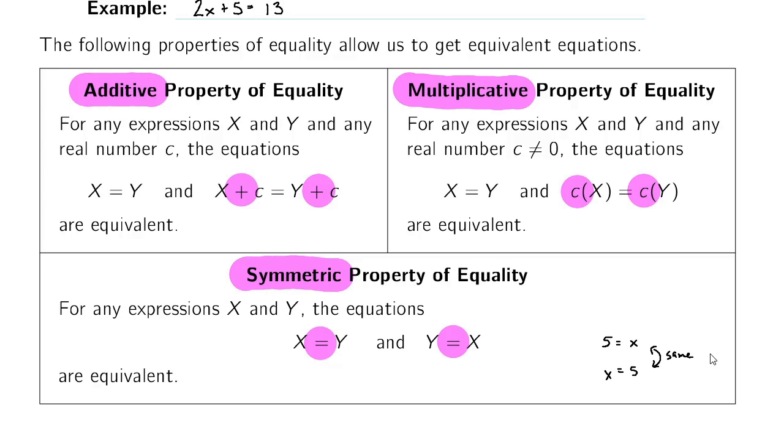Now, notice that I'm very specific about the things that we can do here. We can add any number to both sides. We can multiply both sides by any number as long as they're not 0. These are going to give us our basic equation solving moves.